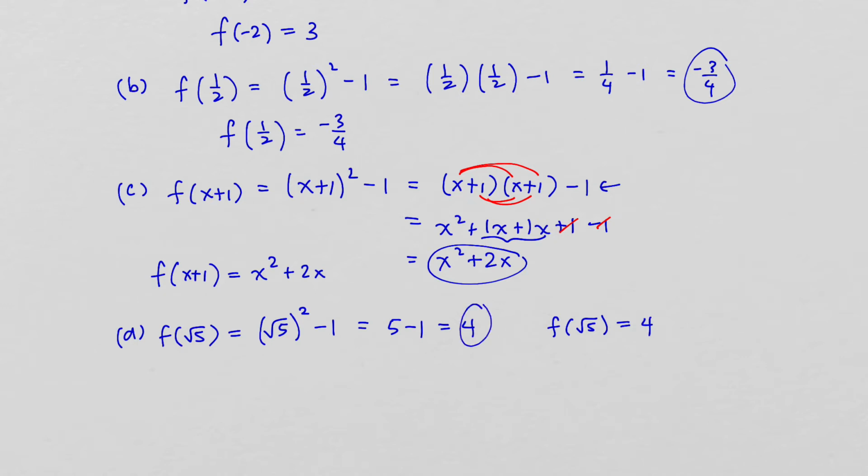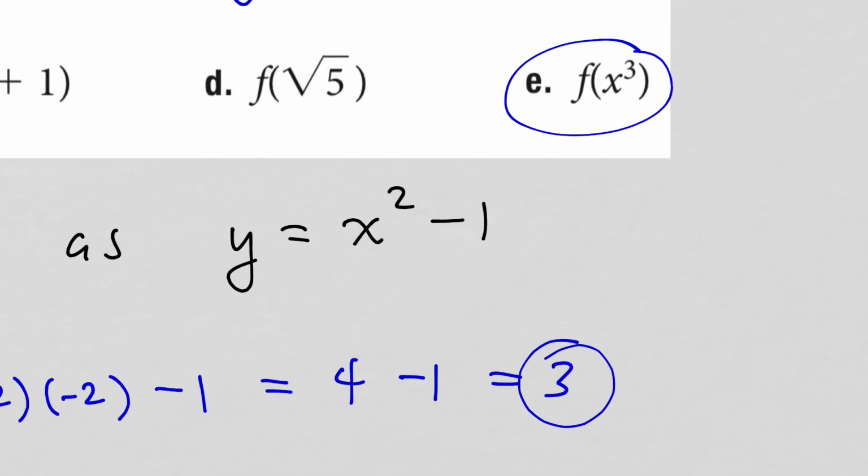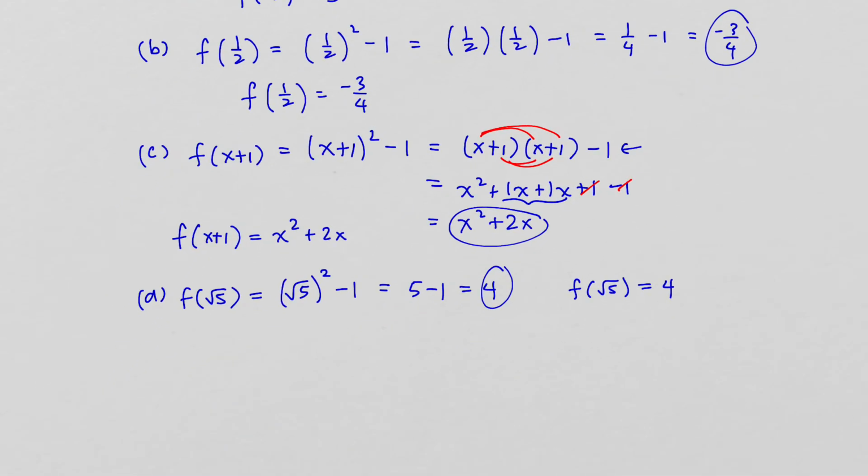Okay? And the last one we have is to find f of x cubed. So let's do that last one there. So again, remember that f of x is equal to x squared minus 1. So in part E, we are finding f of x cubed. And again, it just means that we are replacing x with x cubed. So if I replace the x right here with x cubed, we get x cubed quantity squared minus 1.